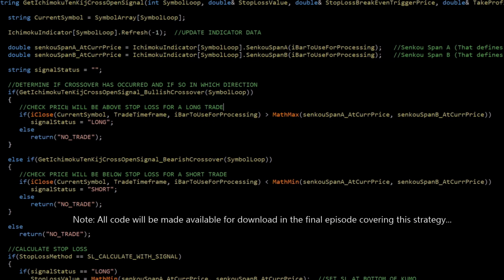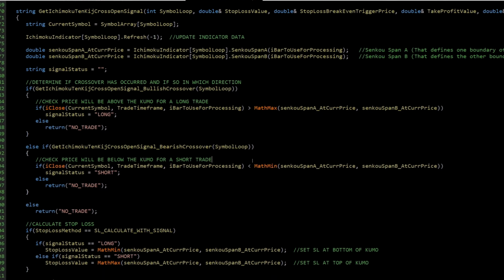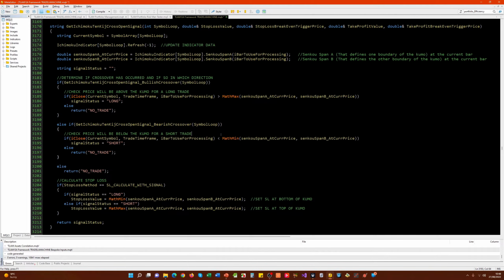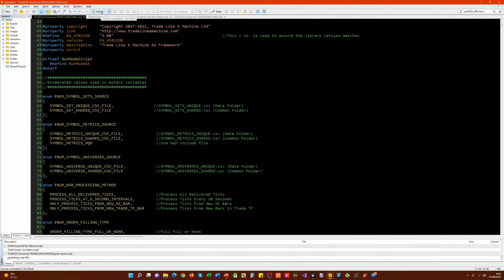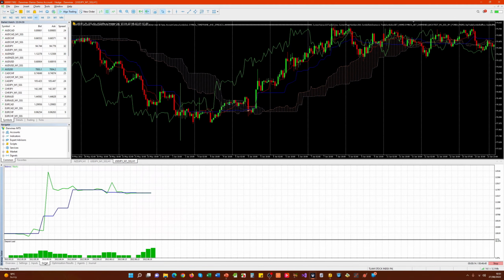So now we're checking that the price will be above the Kumo for a long trade and below the Kumo for a short trade. And that's it. We've now completed the required change in the rule to fully implement this trend filter. So we just now need to compile, and we can test that in the strategy tester. So we'll come back in a moment when that test has completed.